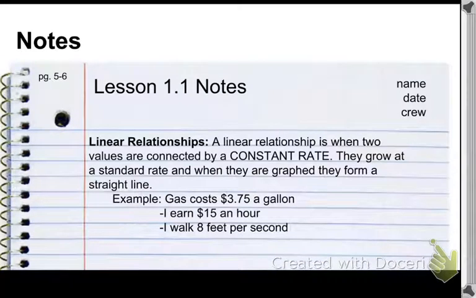And here's what needs to go in our notes for a linear relationship. A linear relationship is when two values are connected by a constant rate. They grow at a standard rate or shrink at a standard rate, and when they are graphed, they form a straight line. Some examples of constant rates are gas costs $3.75 a gallon, I earn $15 an hour, I walk 8 feet per second. All of these are standard rates, and they look a little familiar.